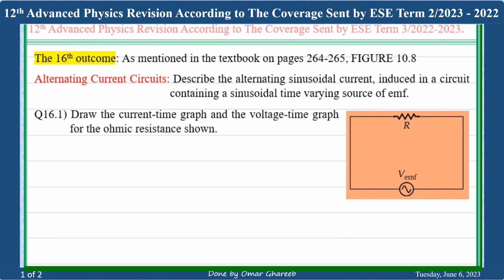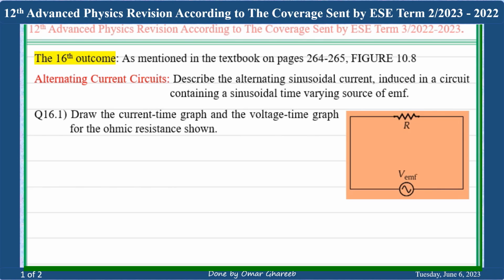Describing the alternating sinusoidal current induced in a circuit containing a sinusoidal time varying source. Draw the current time graph and the voltage time graph for the ohmic resistance shown. First, we need to remember that the ohmic resistance opposes the current flow by collisions. It has no induction. It cannot charge or discharge like a capacitor.